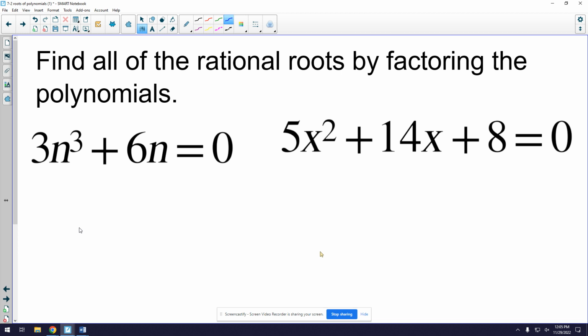So in your first example, 3n cubed plus 6n equals 0, you're going to start by looking for GCF, always. The GCF of 3 and 6 is 3, and the GCF of n cubed and n is n. So your GCF goes out front. You are going to divide both terms by 3n. 3 divided by 3 is 1. N cubed divided by n is n squared. Plus 6 divided by 3 is 2. And n divided by n is nothing.